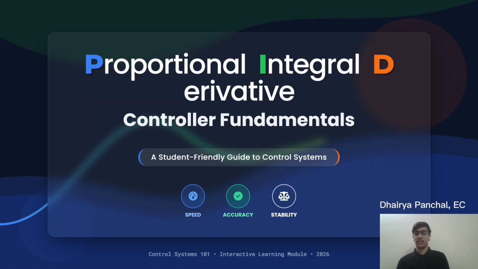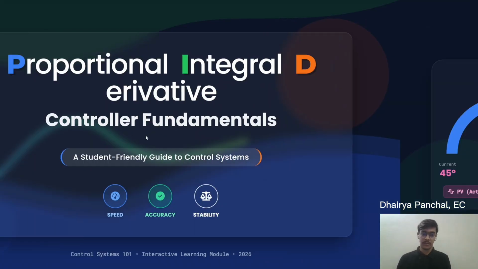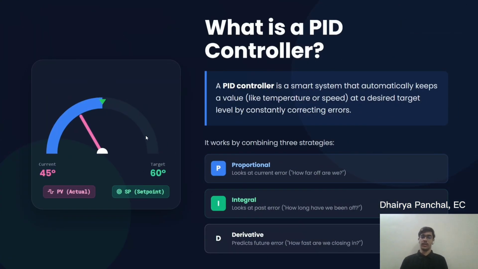So starting with coining the term PID, what does it mean? It's nothing but a proportional integral derivative controller. It might sound complex, but it's rather simple if you understand the fundamental working. So what is a PID controller? For any system, you have an expected output, or rather a set point. For example, here we have the target as 60, which is our set point value, and the present value, which is the actual value that your system currently is providing.